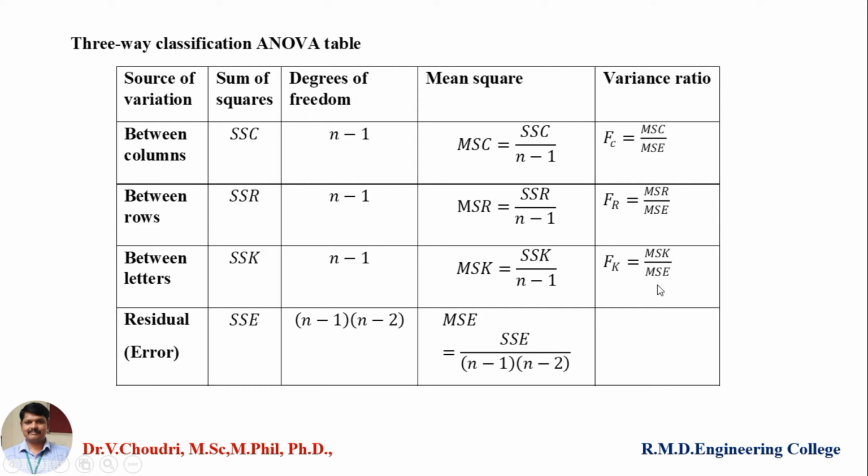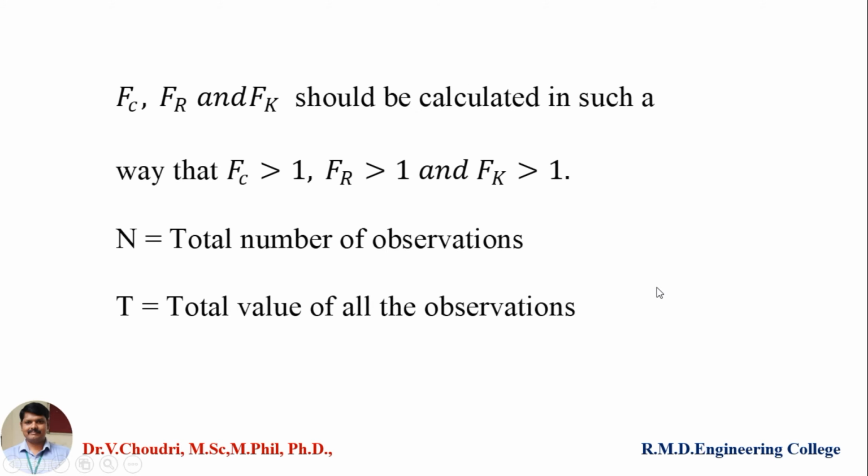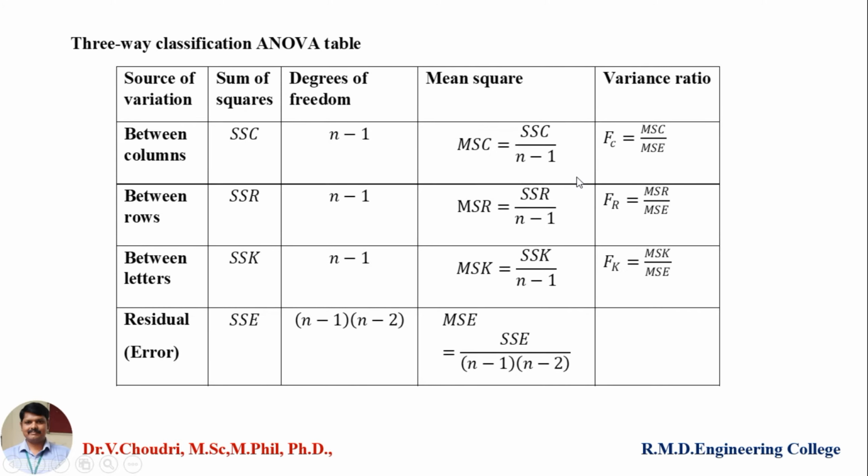Now let me tell you one thing, it is not always true. Why? FC, FR, FK should be calculated in such a way that they are greater than 1. So if MSC is less than MSE, we keep MSE in the numerator. In the same way here also, if MSR is less than MSE, we keep MSE in the numerator. So compare these two values, and whichever is the greater value comes in the numerator.